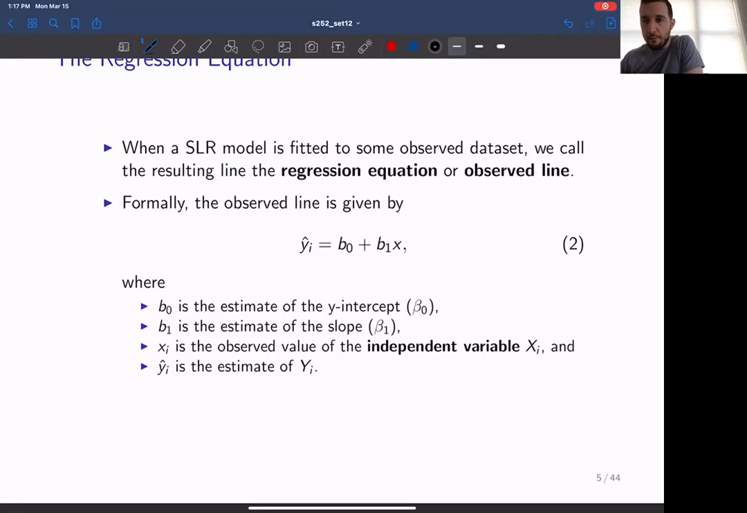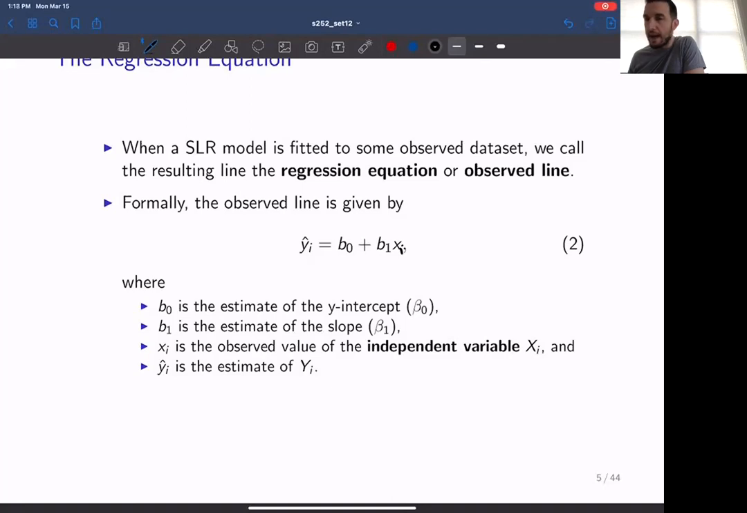So we're going to take a sample, and from that sample, we're going to compute an estimate of beta0 and an estimate of beta1. Those estimates are called b0 and b1. So little b0, little b1. So little b0 is the y-intercept estimate, and little b1 is the slope estimate. And those are computed using sample data. The little x here, this should be an xi. This is the observed value of the independent variable. Okay, so that's just the xi value in our data set.